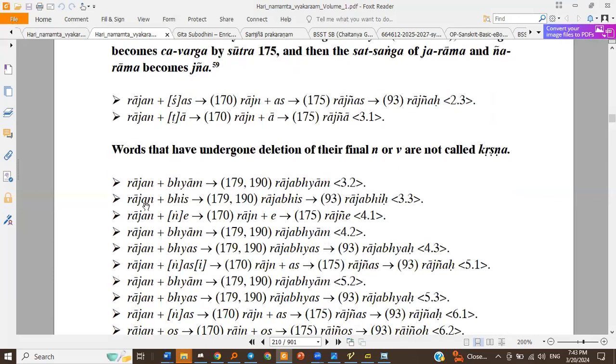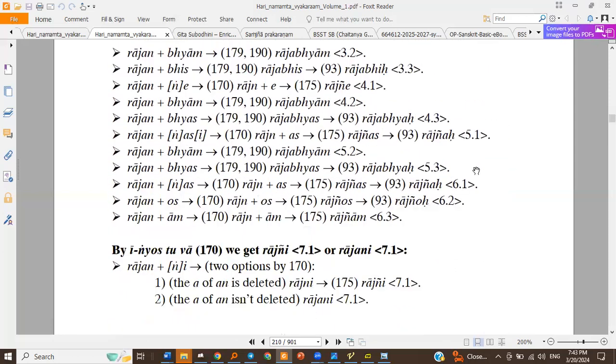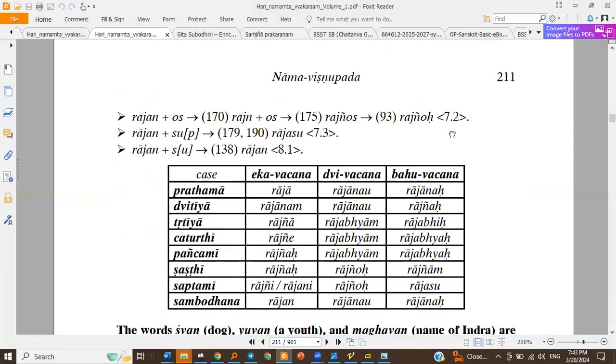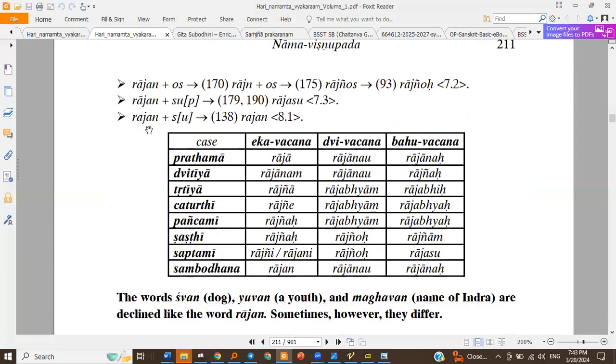Ragnya, then Rajan plus Bhyam. So this Rajan is considered like a Vishnupada by, what was the sutra? Purvasya Vishnupadavat Tadhitayorayasreshradyo, that one. So Namantasya Nasya Haro is applied, Na is deleted, and we get Rajabhyam, Rajabhi, then Ragne, Rajabhyam, Ityadi. And in Sambodhana, Rajan plus Su is deleted, and we just get Rajan.